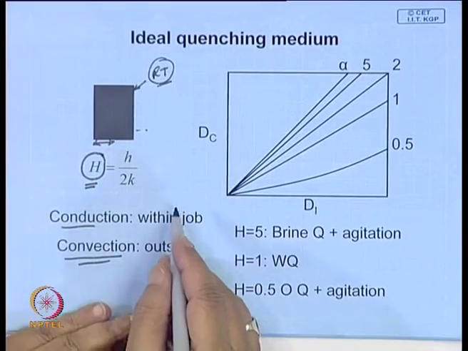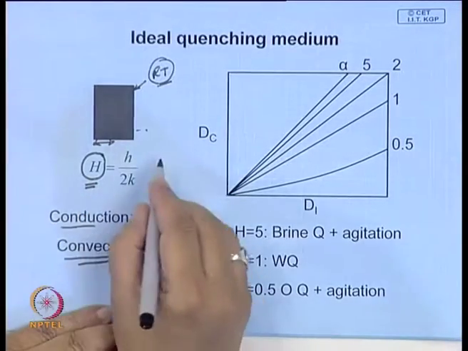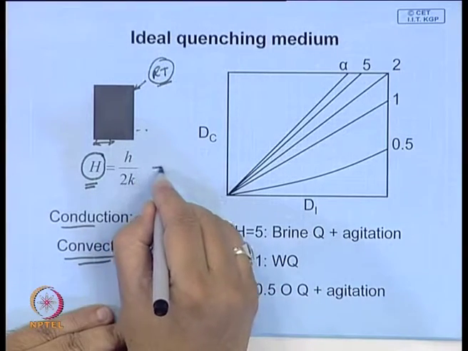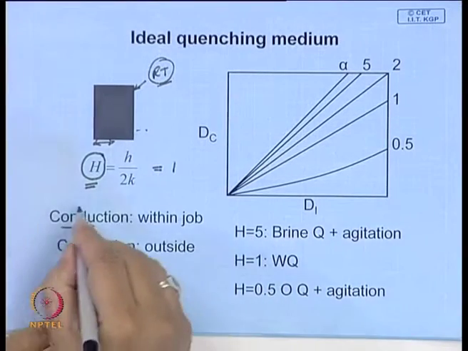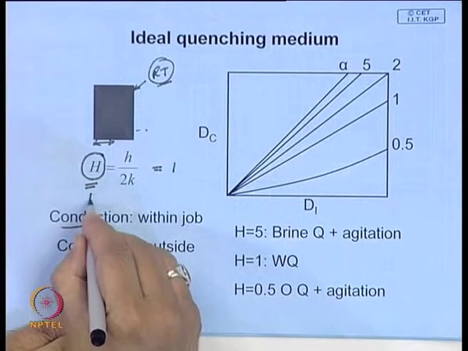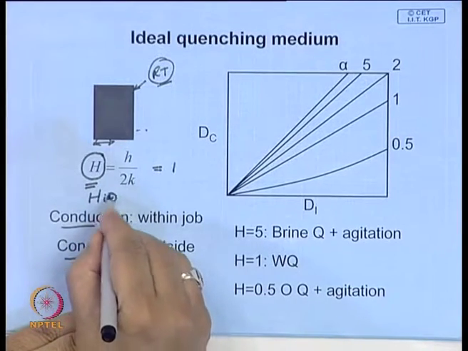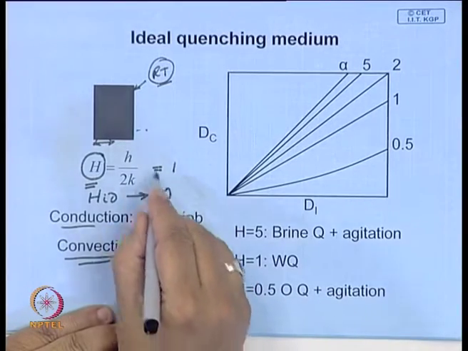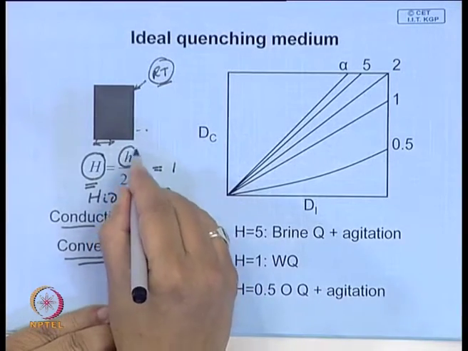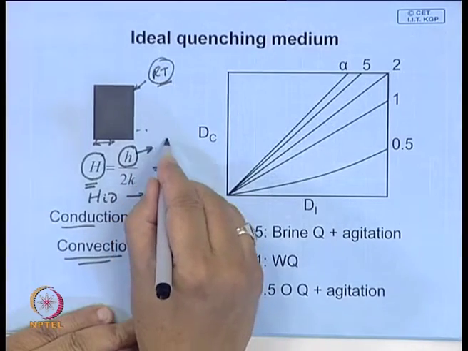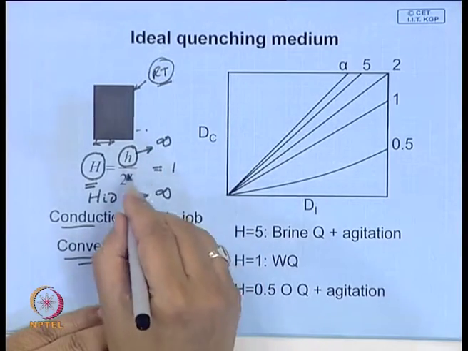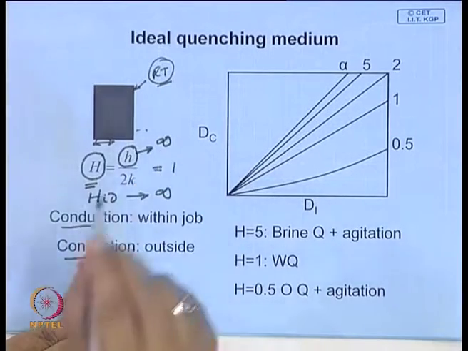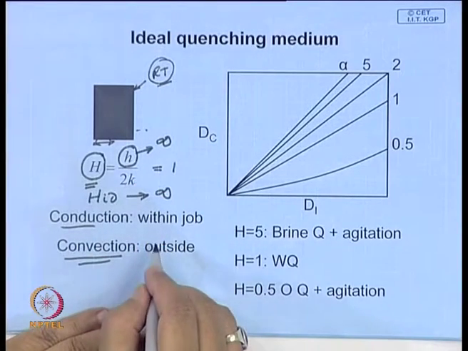For still water quench, normally you take H as 1, whereas for the ideal quenching medium this is infinity. What does infinity mean? That means the heat extraction rate by convection is infinite, much larger than this K. So, this is a hypothetical quenching medium.